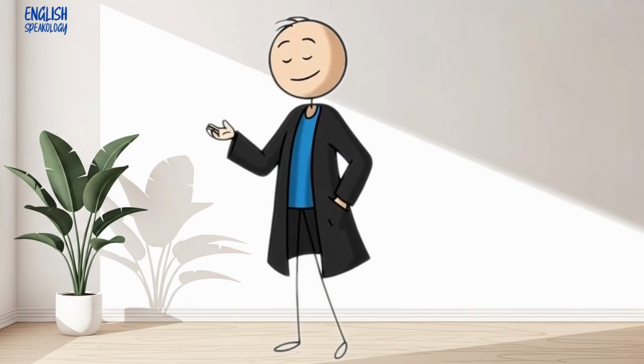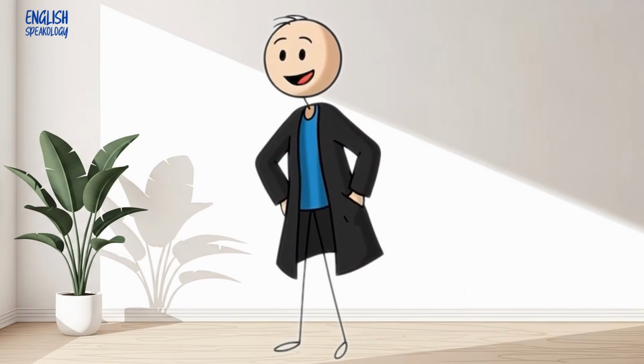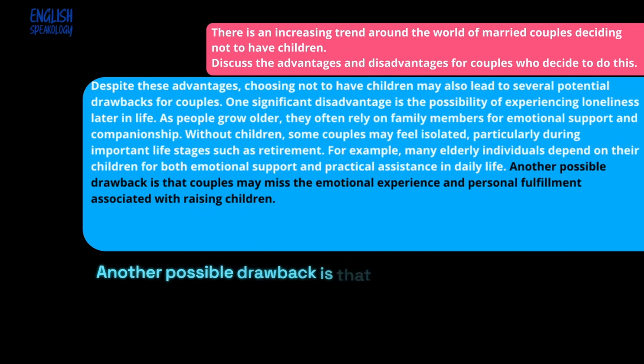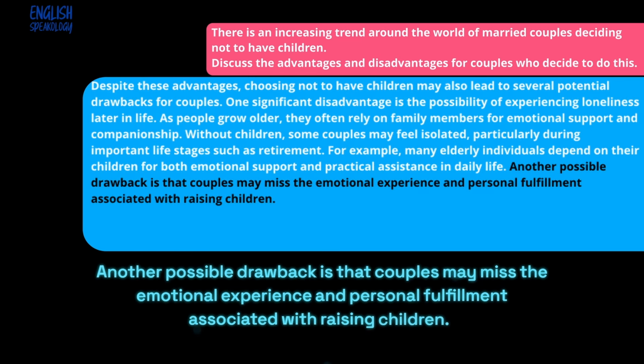Second disadvantage idea. Now we add another disadvantage. Let's write the next sentence. Another possible drawback is that couples may miss the emotional experience and personal fulfillment associated with raising children. This sentence introduces the second disadvantage.